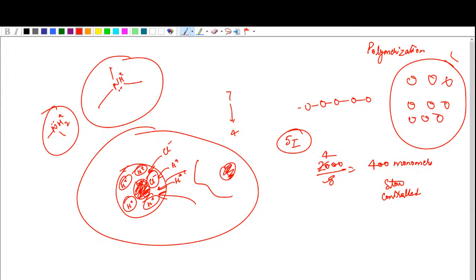So that's the basic role of the secondary and tertiary amine.